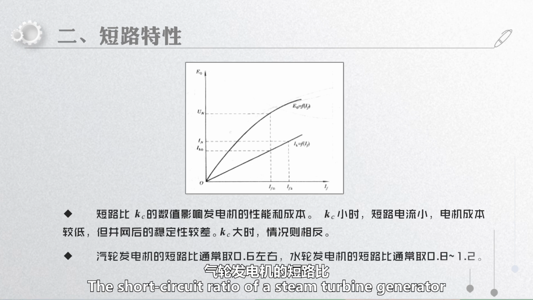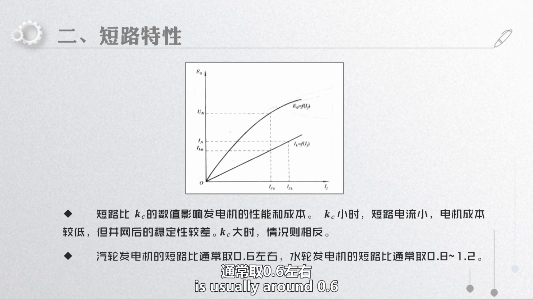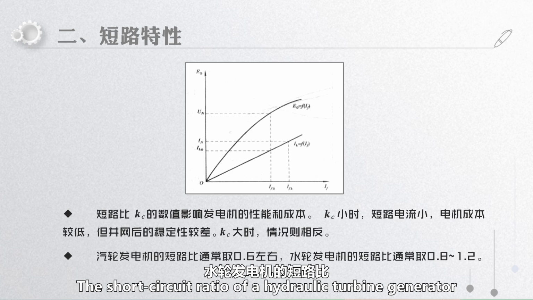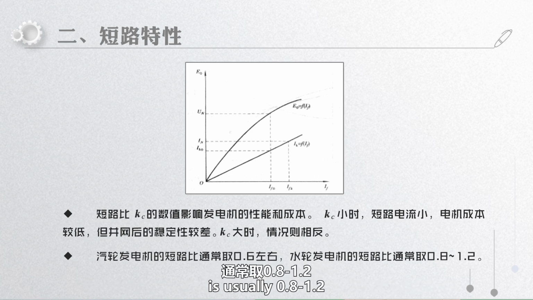The short circuit ratio of a steam turbine generator is usually around 0.6. The short circuit ratio of a hydraulic turbine generator is usually from 0.8 to 1.2.